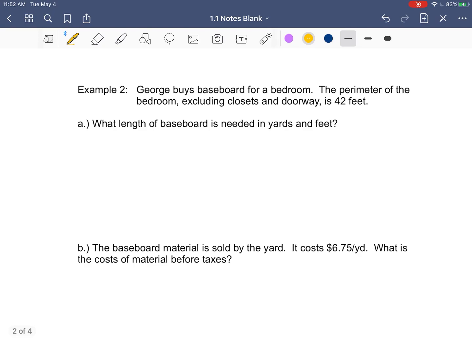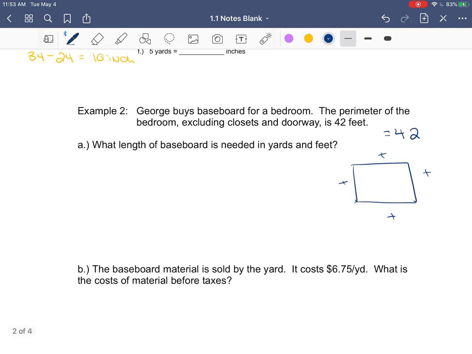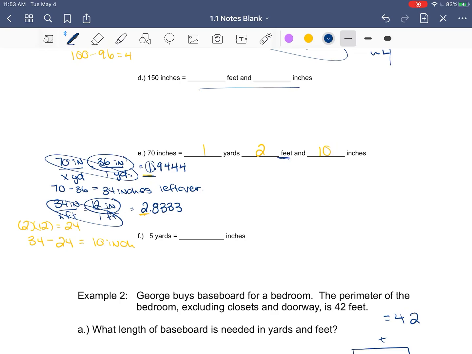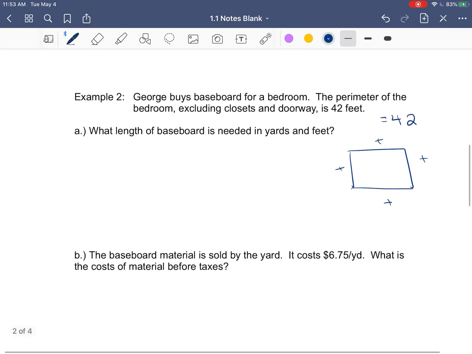Okay, example 2. George buys baseboard for a bedroom. The perimeter of the bedroom, excluding closets and doorways, is 42 feet. Remember, perimeter is where you add up all the outsides, and that is going to be equal to 42. What length of baseboard is needed in yards and feet? When it says in yards and feet, that's not putting it into yards and then separately into feet. It would be like feet and inches. It would be yards and feet that we're doing.